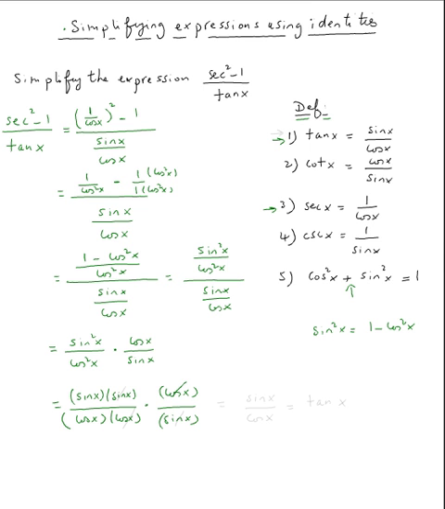So now you simplify one cosine with one cosine, one sine with one sine, and the only thing that's left is sine over cosine. But remember, sine over cosine is just number 1, it's just tangent. So the answer will be tangent. And that's it for this example.